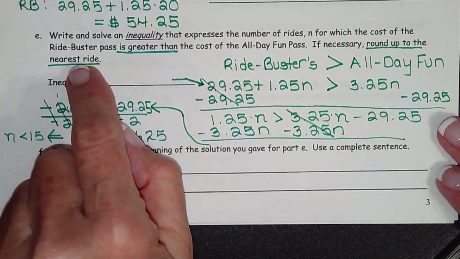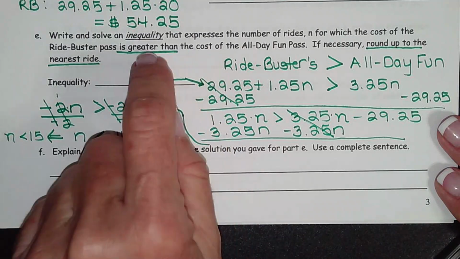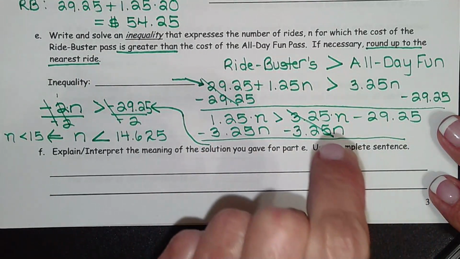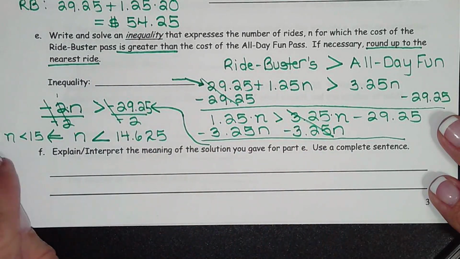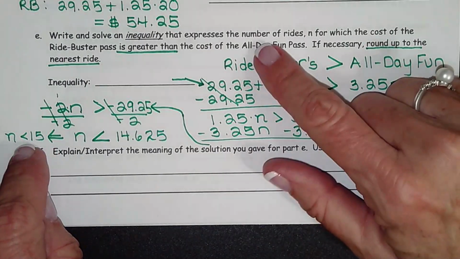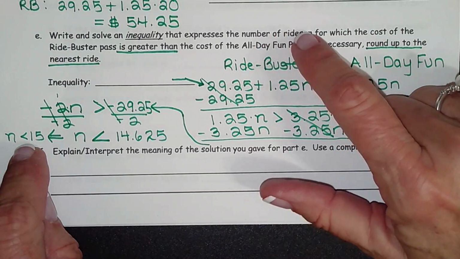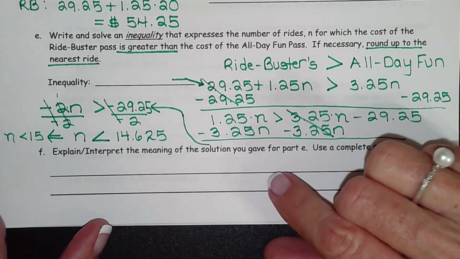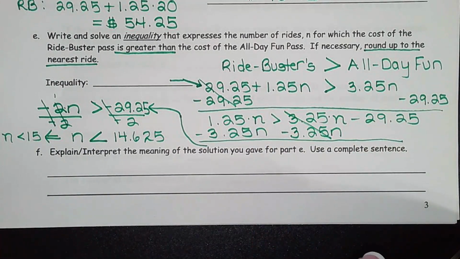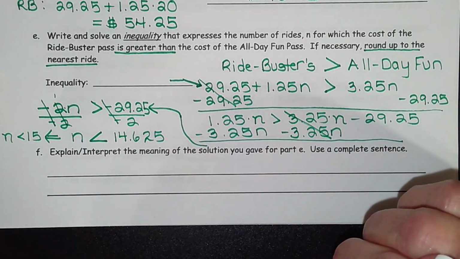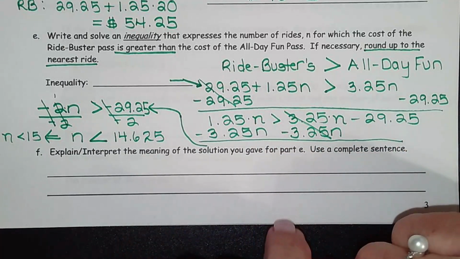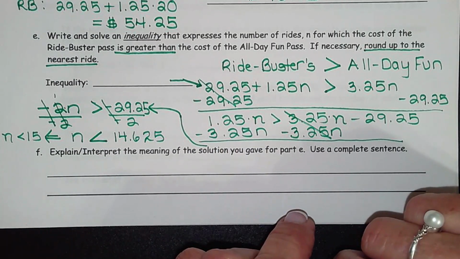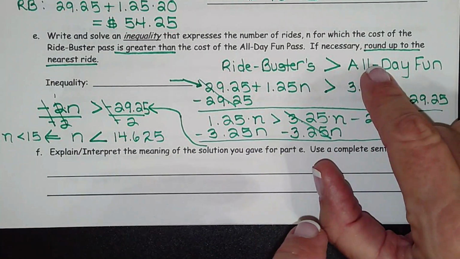So the Ride Buster Pass will be greater than the cost. That just means cost more than the all-day fun pass. And then I use the word if the number of rides, because N is the number of rides, so you have to know what that is, so you can use that verbiage, is less than 15. So if you ride less than 15 rides, the Ride Buster costs more. If you ride more than 15 rides, the Ride Buster costs less. And at 15, the all-day fun pass is better.